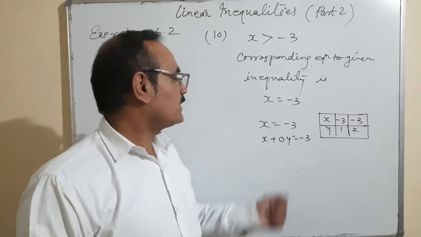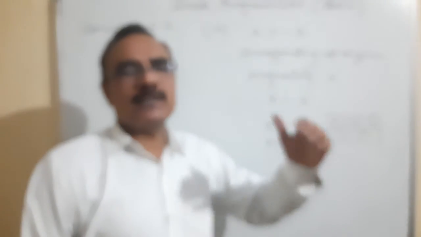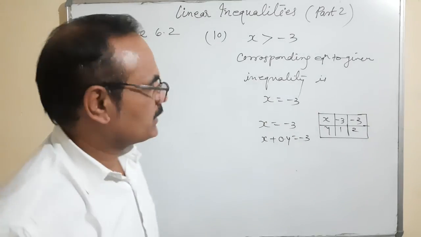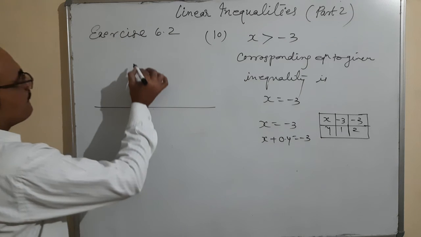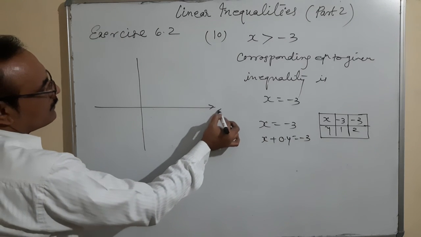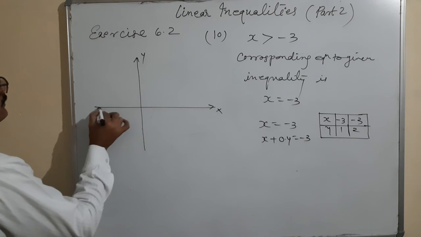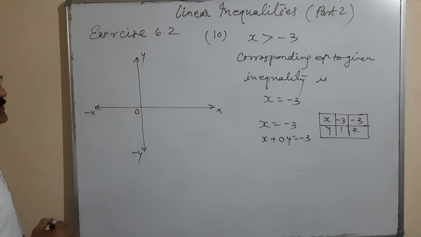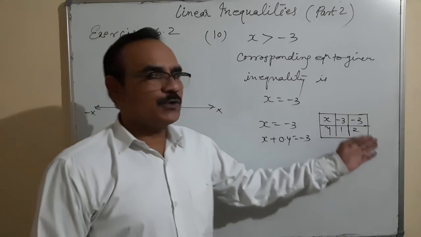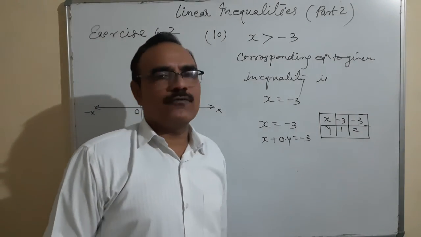Otherwise also you can understand, if x is equal to minus 3, this line is parallel to y-axis at a distance of minus 3 unit. Okay. x, y, minus x, minus y, 0. Okay. Let us put these points, minus 3 comma 1.